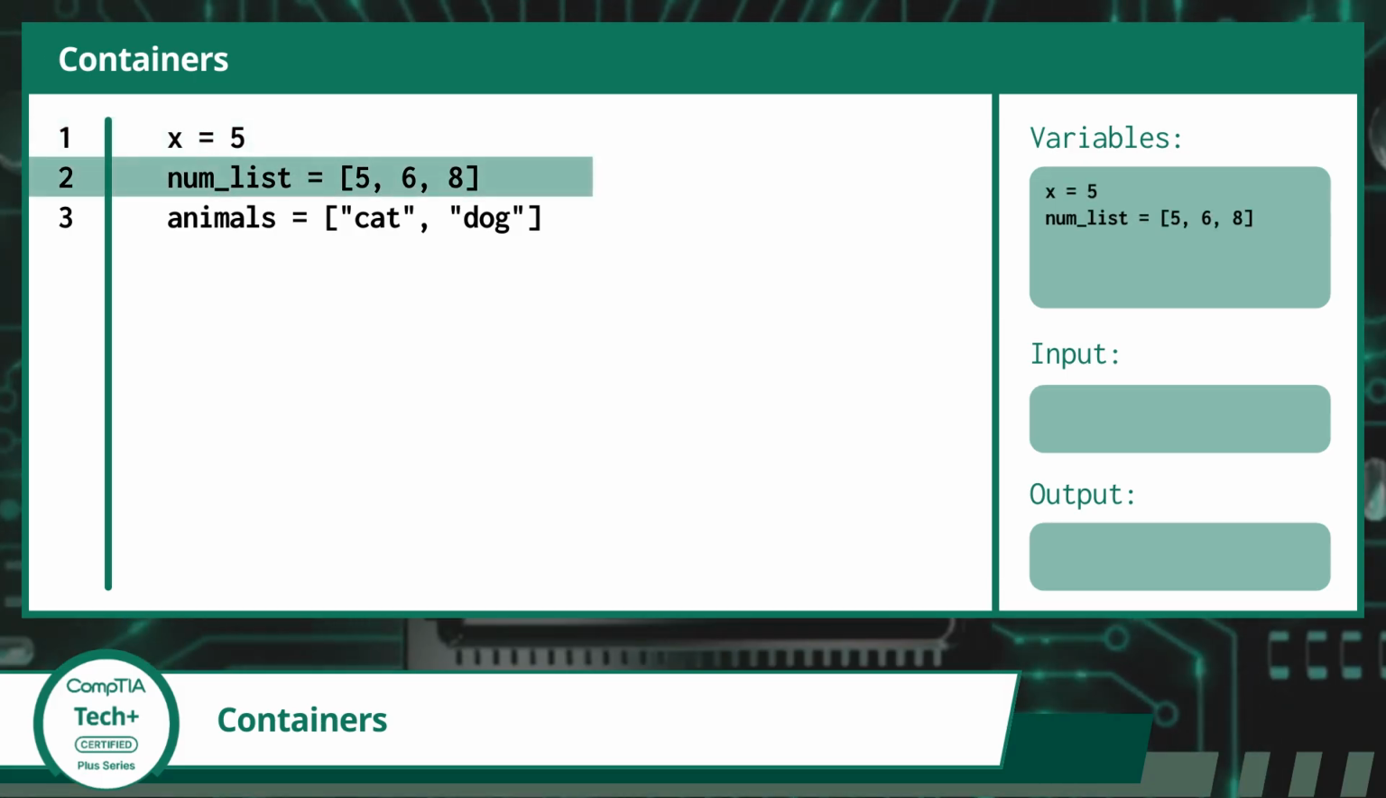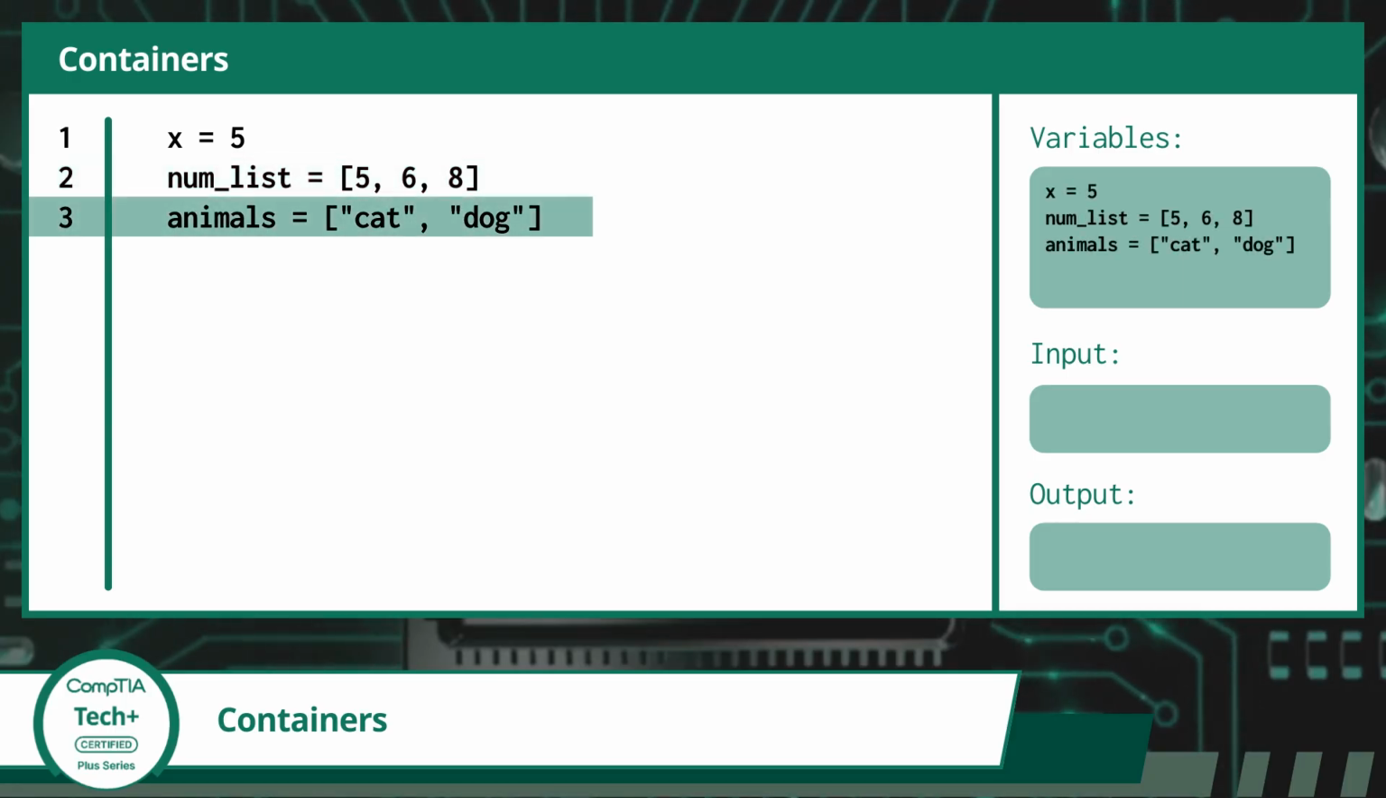Now, in line 2, we have a container. Here the identifier is numList. This is still considered an assignment statement, as it assigns a container with a set of values, in this case the integers 5, 6, and 8. And for one more example, we have a container that is given the identifier animals. This container is assigned multiple string values, specifically cat and dog.